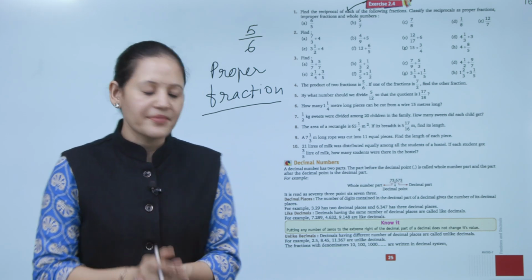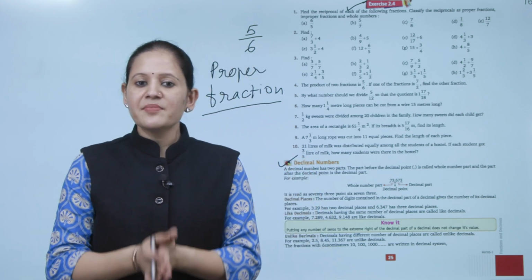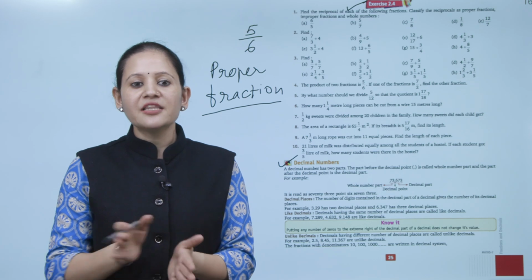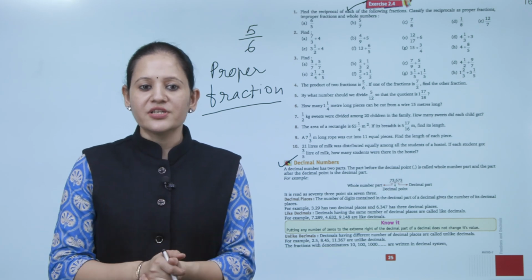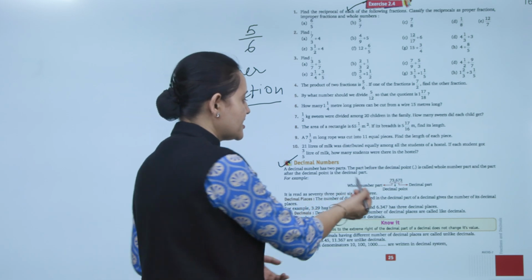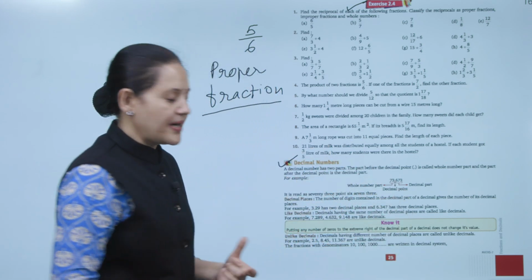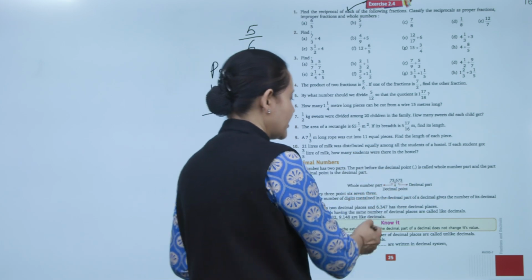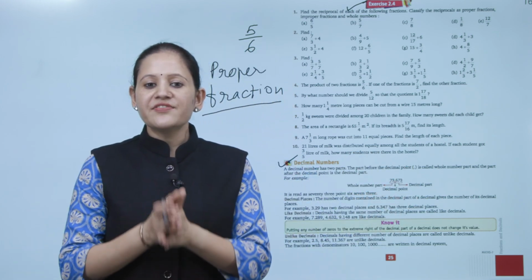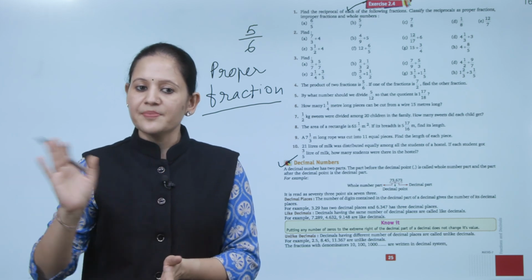Next is decimal numbers. A decimal number has two parts. The part before the decimal is called the whole number part and the part after the decimal point is called the decimal part. For example, the whole number part in the given number 73.673: before the decimal, 73 is the whole number part, and after the decimal, 673 is the decimal part. So it is read as 73.673. After the decimal, we will read the digits separately.